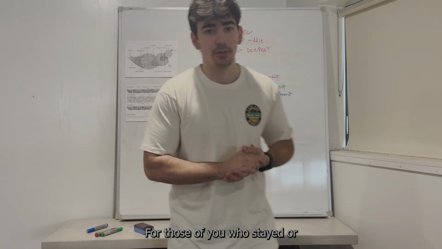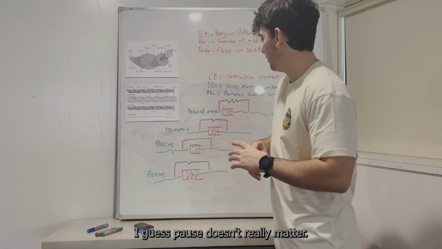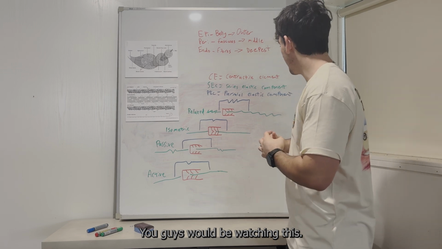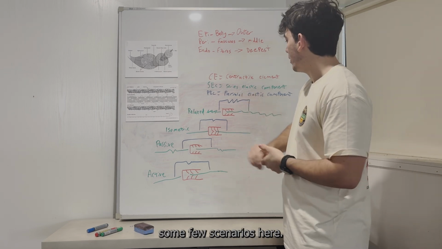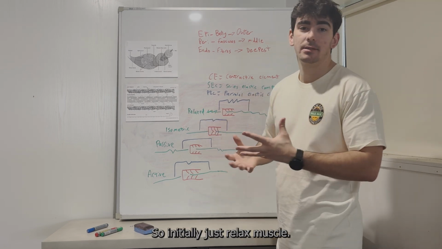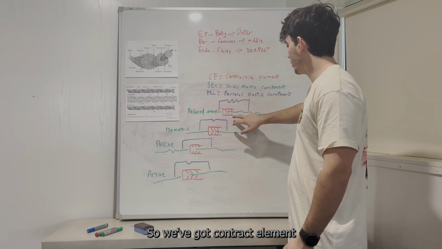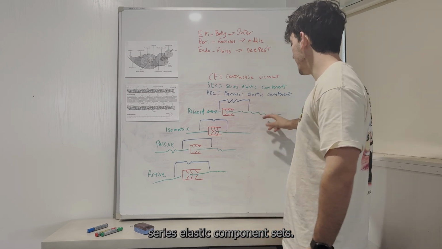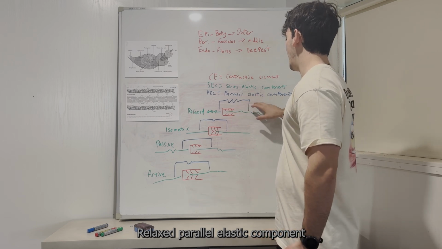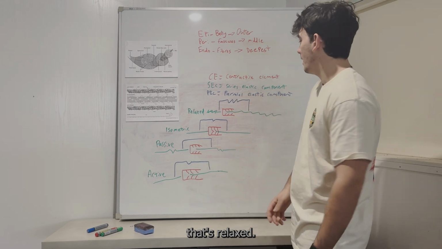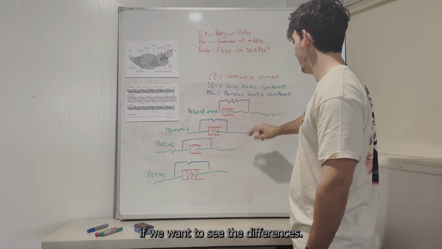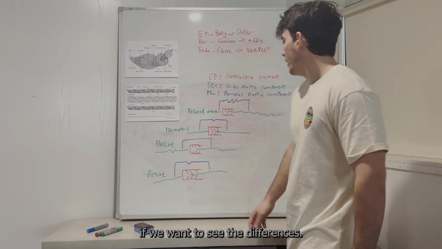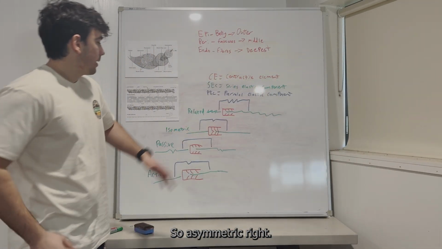Alright, for those of you who stayed, or I guess paused, doesn't really matter, I'm going to explain a few scenarios here. So initially just a relaxed muscle. We've got a contractile element that is relaxed, series elastic component that's relaxed, parallel elastic component that's relaxed. And we can kind of refer back to here if we want to see the differences. So isometric, right?